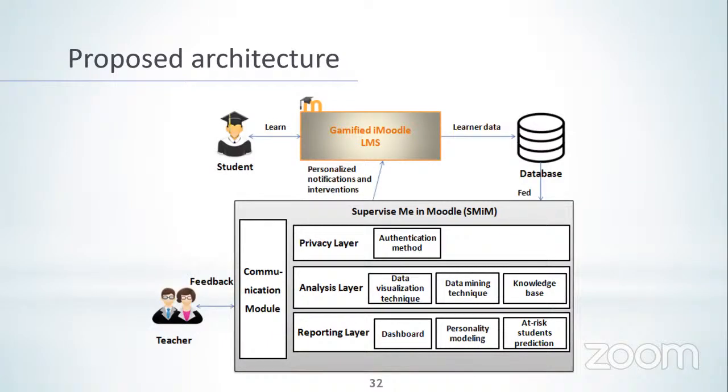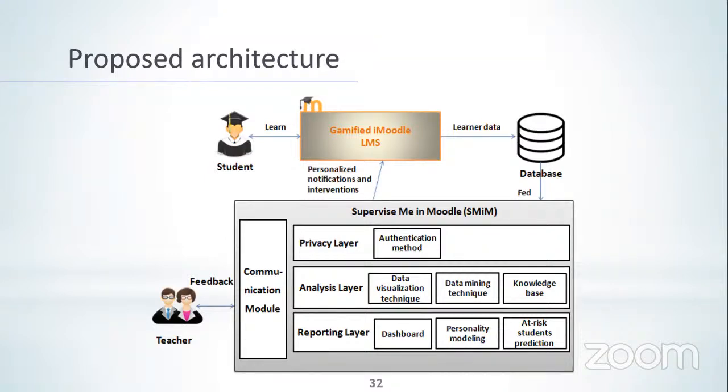After collecting learners' traces in the database, they will be fed to our proposed learning analytics system, which is supervised in Moodle and controlled by the teacher. This learning analytics system will be based on 3 layers. The privacy layer, which is to keep learners' traces safe. The analysis layer, which is used for both data mining and visualization techniques to extract useful information for the teacher. And the last layer, which is the reporting layer, which is to implicitly model personality based on learners' log data and provide reports and real-time intervention to learners while learning.